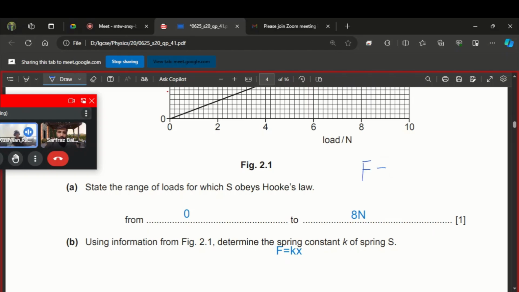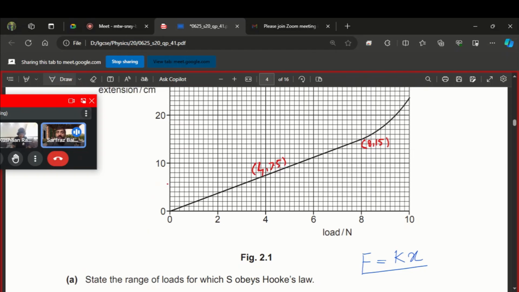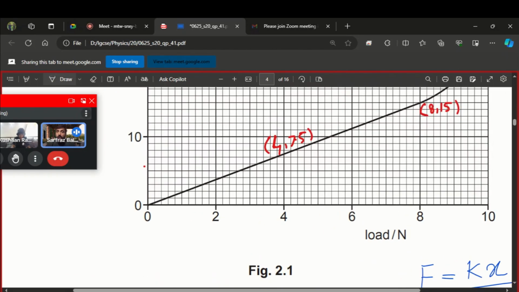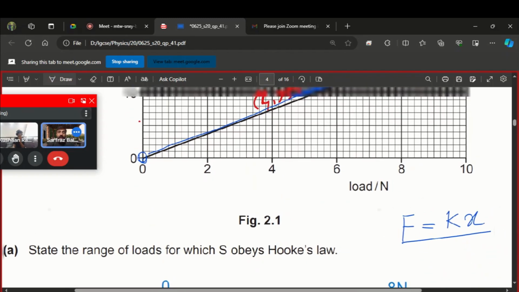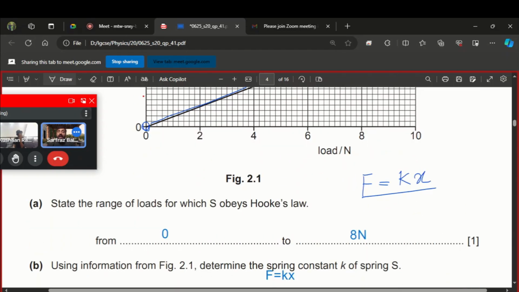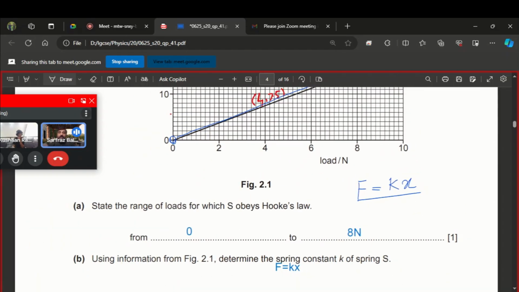It can only extend to a maximum proportionality until shape and size is changed. Yes, very good. So here, the point where the graph is straight starts from zero at this point and ends at this point. So all the points between 0 to 8 show a straight line. It means that it starts from zero Newton, and this proportionality ends after 8 Newton. So that's why I have written from 0 to 8 Newton. Have you got the answer?